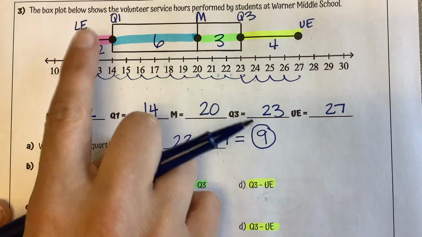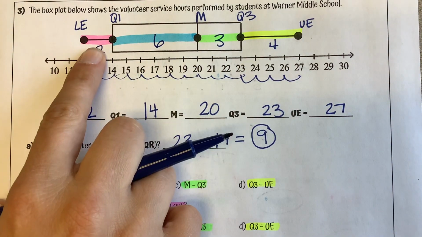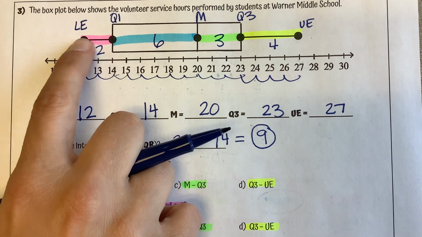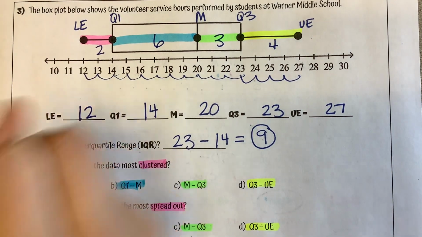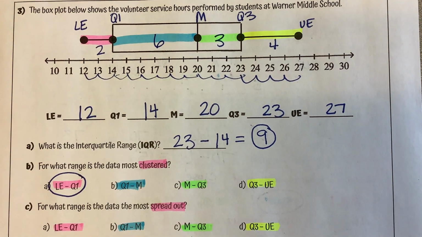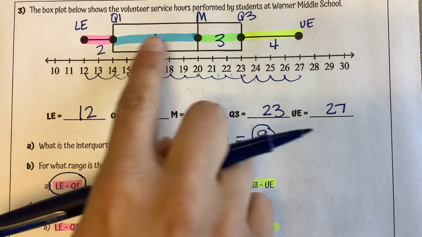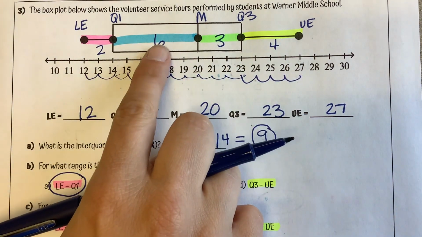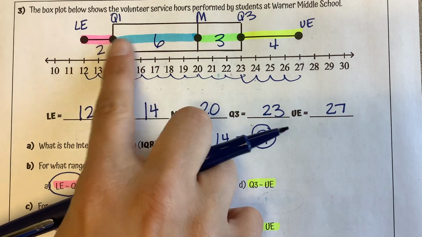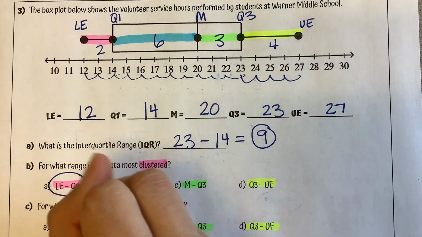So what is the smallest? 2, 6, 3, or 4? 2. This range right here, the pink range, lower extreme to Q1. Where is it the most spread out? What's our biggest number? 2, 6, 3, or 4? 6. This range right here, the blue range, Q1 to the median.